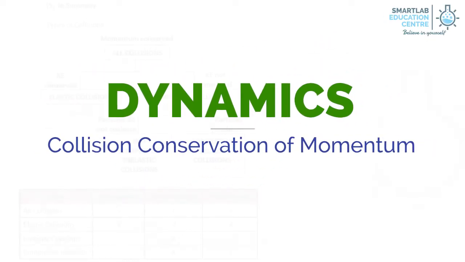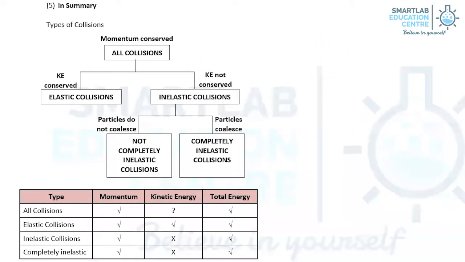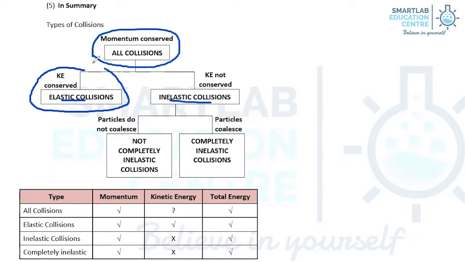Let's study collisions. There are two types of collisions, elastic and inelastic. In both collisions, momentum is conserved, so the momentum before the collision and after the collision are equal. Later we'll show you the proof. In the case of elastic collisions, not only is momentum conserved, you will also have KE being conserved.